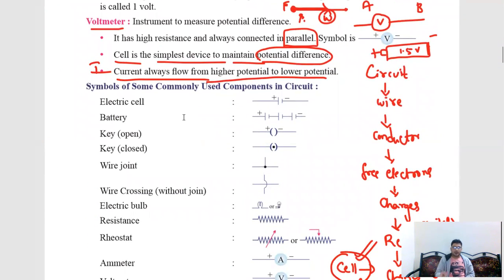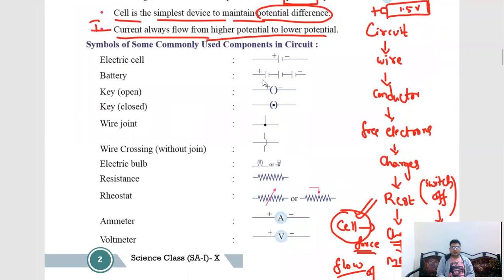Next, we have to learn about symbols. You are familiar with the cell: a straight line, and you have to represent the positive and negative terminals. Battery means a combination of two or more cells, positive negative. Again from negative there will be a connection to positive negative. Again from negative there will be a connection to positive negative, like that. Internally there will be no connection.